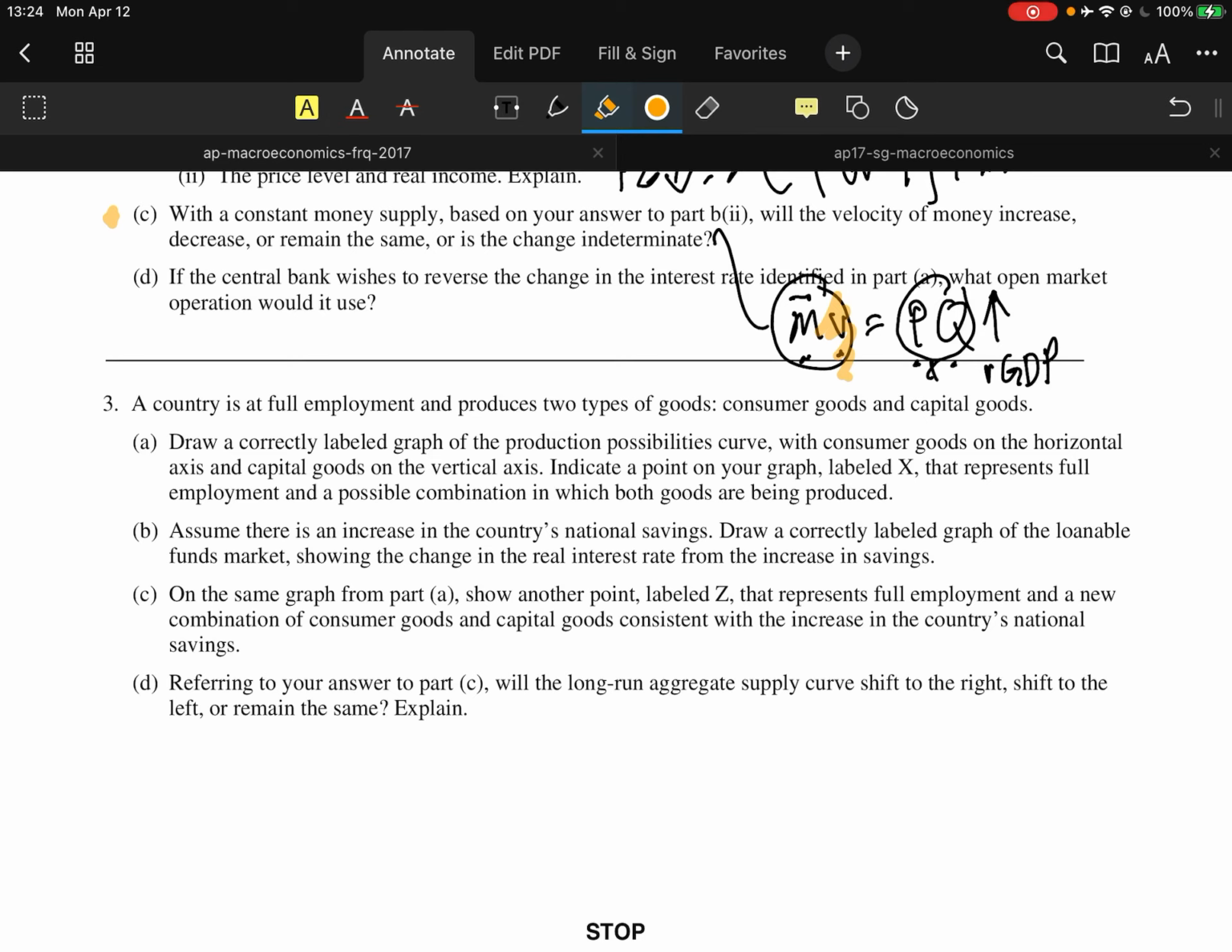All right, so countries at full employment produce two types of goods, consumer and capital goods, a classic PPC. Let's talk about which one I'm going to answer. I think I'm going to take a look at C and D.